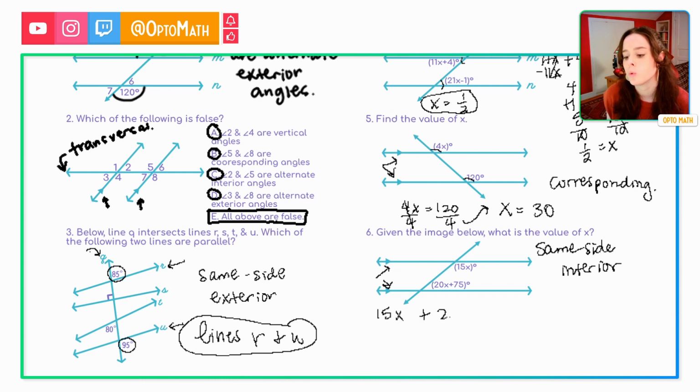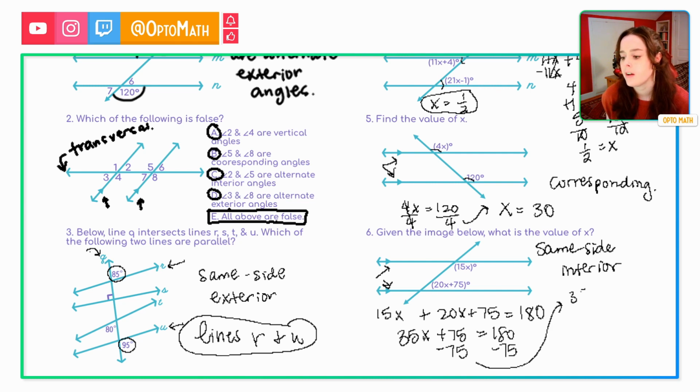So 15x plus 20x plus 75, and these are going to equal 180 degrees. 15x plus 20x is 35x plus 75 equals 180. We'll subtract 75 from both sides. 35x is equal to 0 plus 180 minus 75, which is 105. We'll divide both sides by 35, and x equals 3.